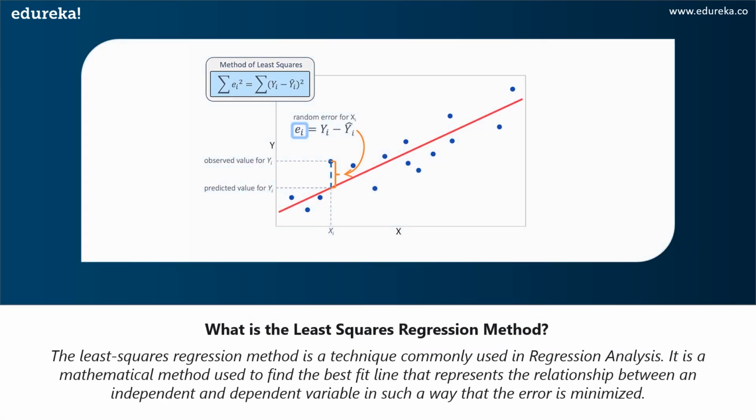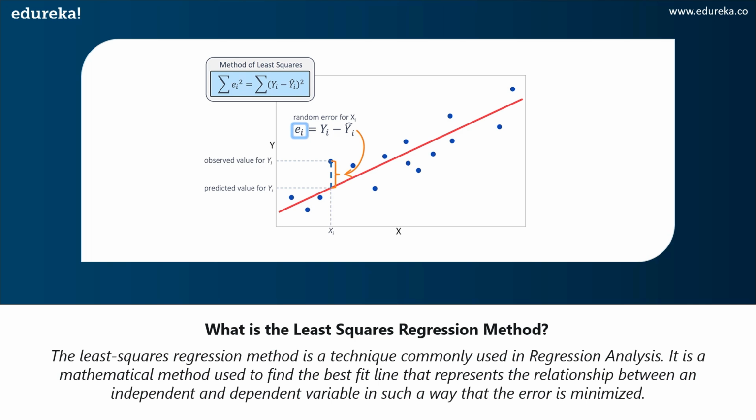So let's start off with our first topic, which is what is the least squares regression method? Now the least squares regression method is a technique which is used in regression analysis. Now guys, regression is a very common type of machine learning problem. So regression analysis usually falls under the category of supervised machine learning. And the least squares regression method is a mathematical method that is used to find the best fit line which can represent the relationship between two variables, right? One is an independent variable and the other is a dependent variable. That's what regression is all about.